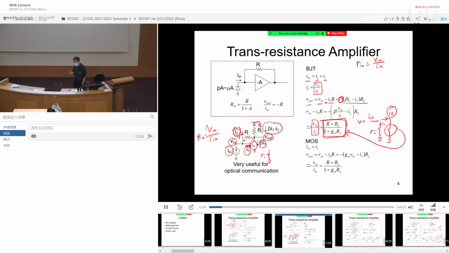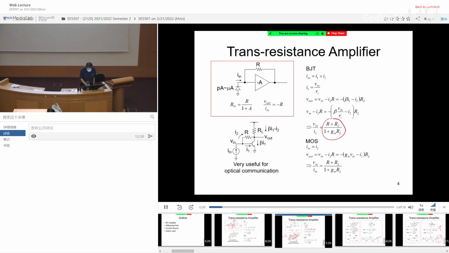So to figure out the total Rin is quite easy, right? It's just two resistors in parallel. Once you know this resistor, to get the Rin is very easy. You just need to do this guy parallel with Ri.